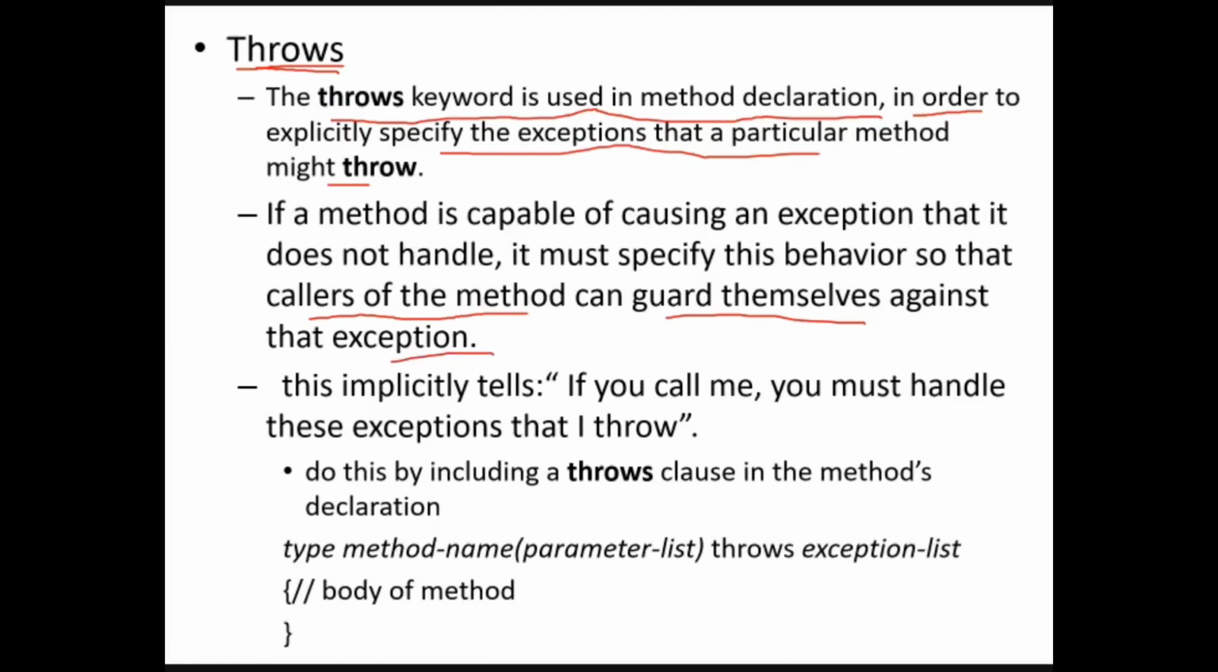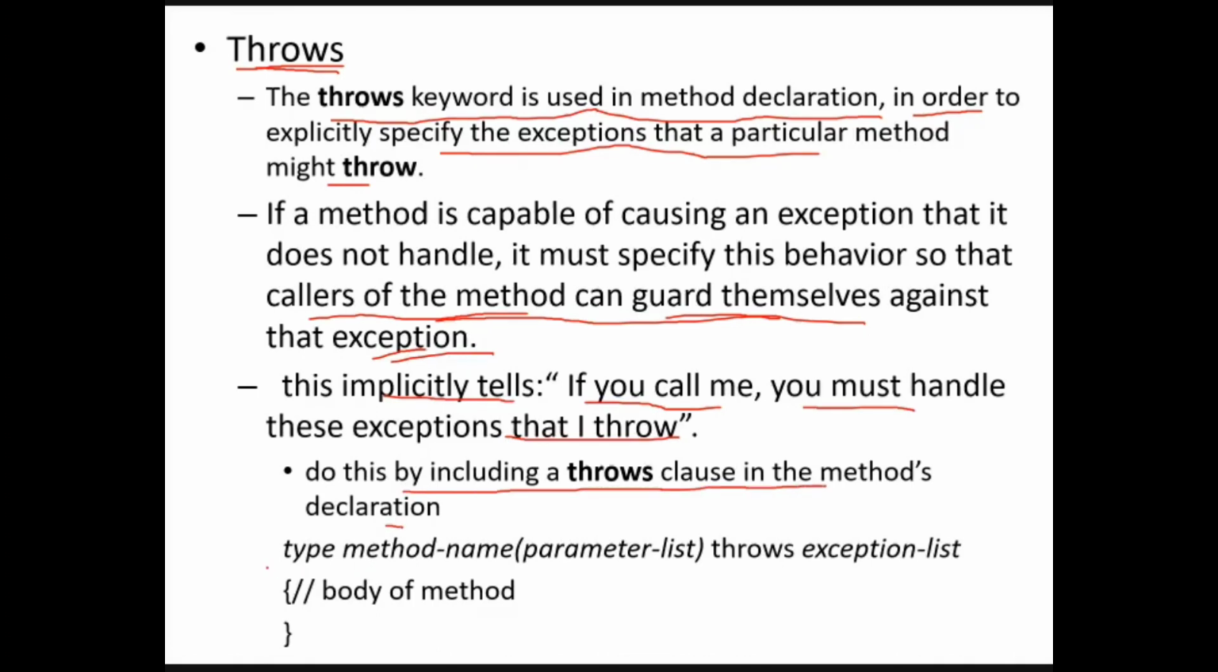So those who are calling the method are told that this method may cause this type of exception, but there is no handling mechanism in that method. So the caller must be very careful to handle those exceptions. The caller of the method can guard themselves against that exception. This implicitly tells you, if you call me, you must handle these exceptions that I throw. You do this by including a throws clause in the method's declaration.